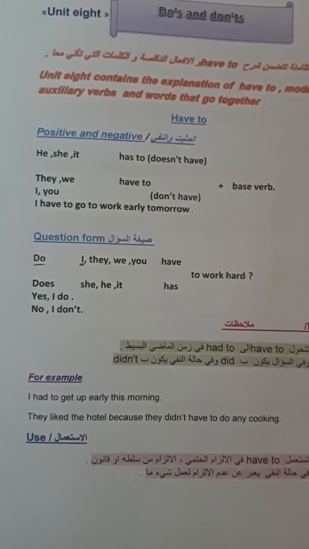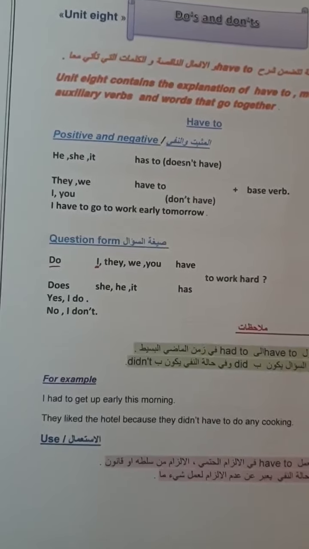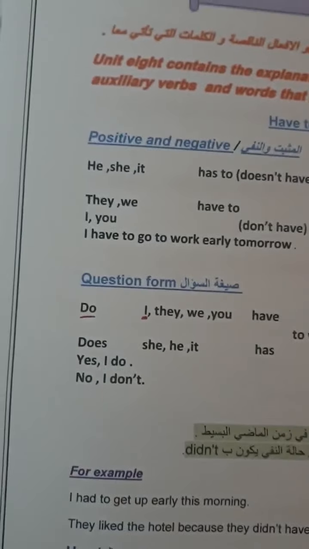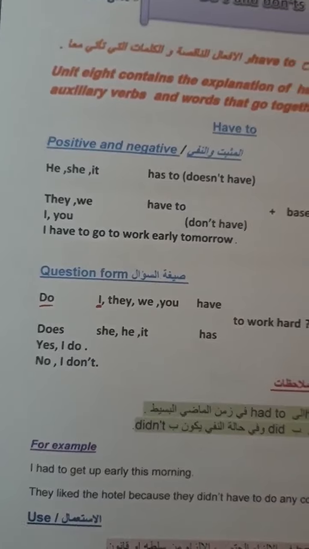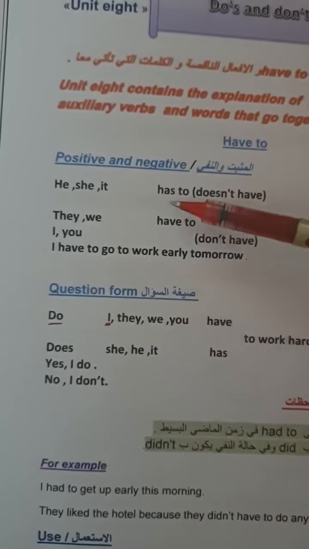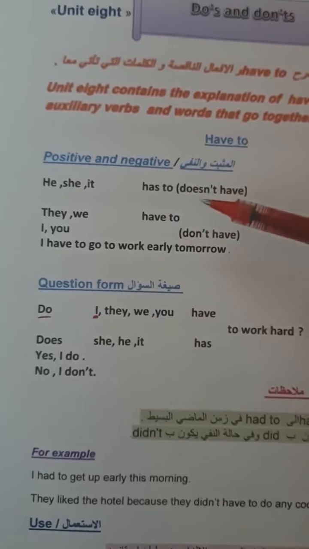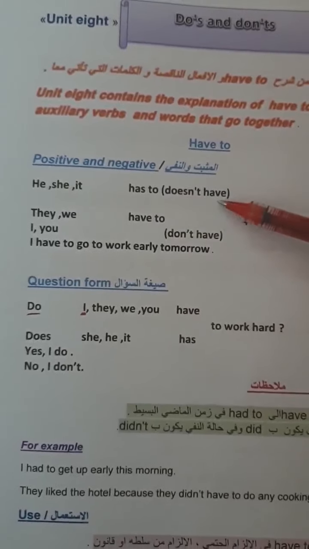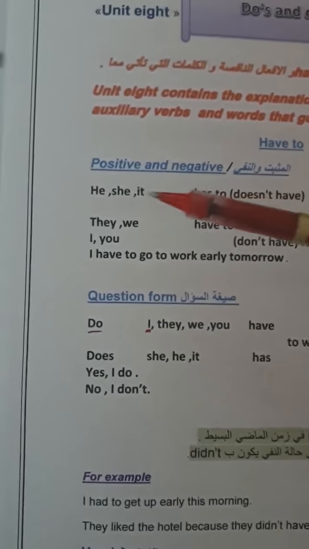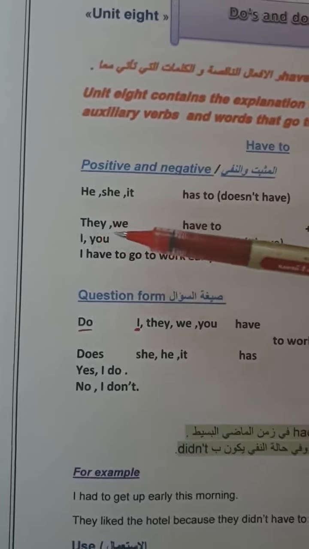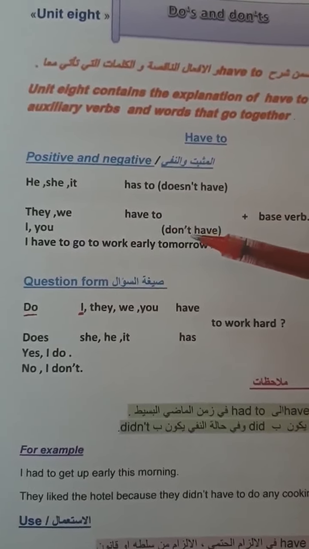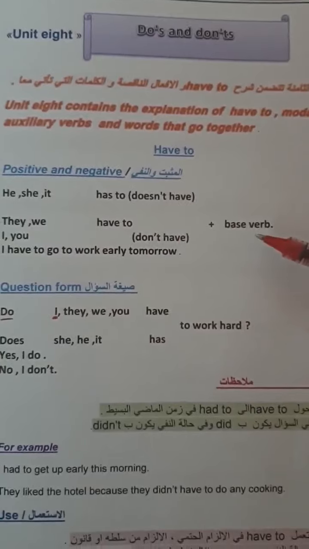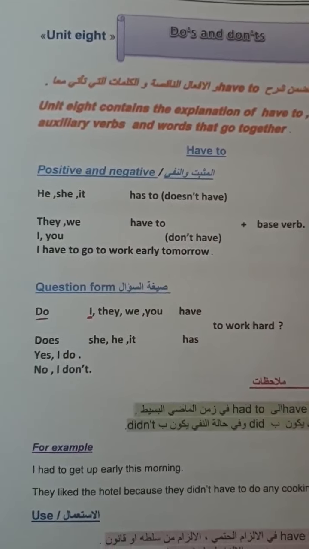الأداة الأولى have to positive and negative. So with subjects he, she, it حتكون has to. حالة النفي doesn't وبعدها have. If they, we, I, you حتكون have to وفي حالة النفي don't have وبعدها base verb.